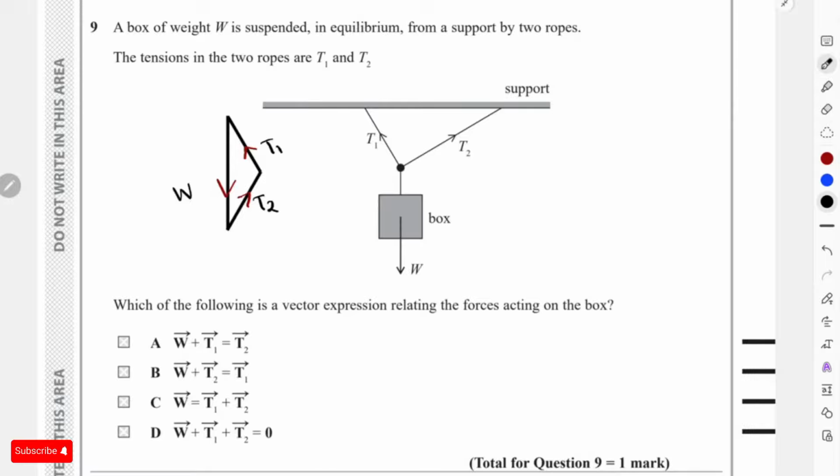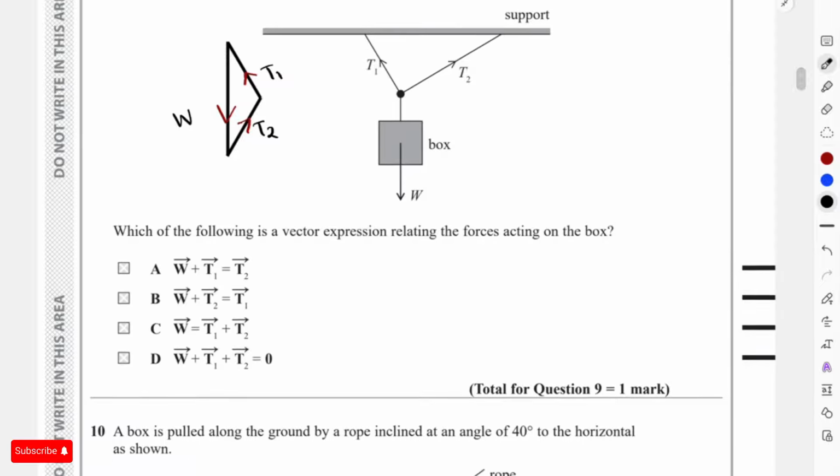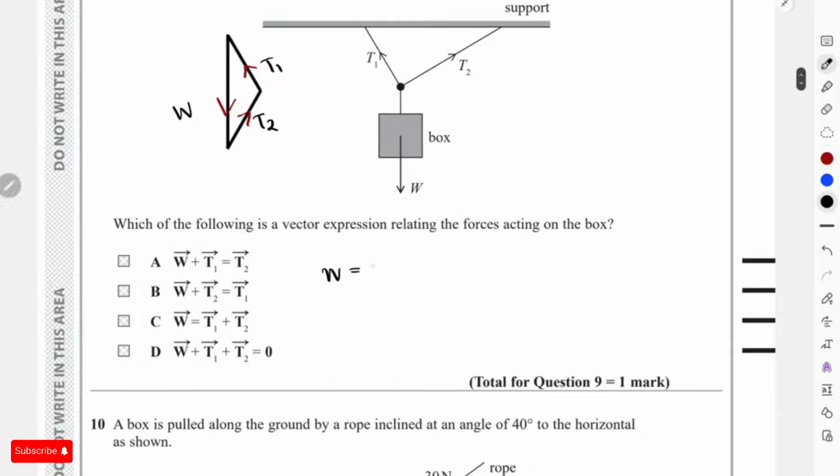All these forces are actually traveling in the same direction. So over here, the summation of all three forces will be equal to 0. There's no other force which is traveling in opposite directions or any other direction, right? So it's just W. So W plus T1 plus T2 equals 0. In that case, option D is the correct answer over here.